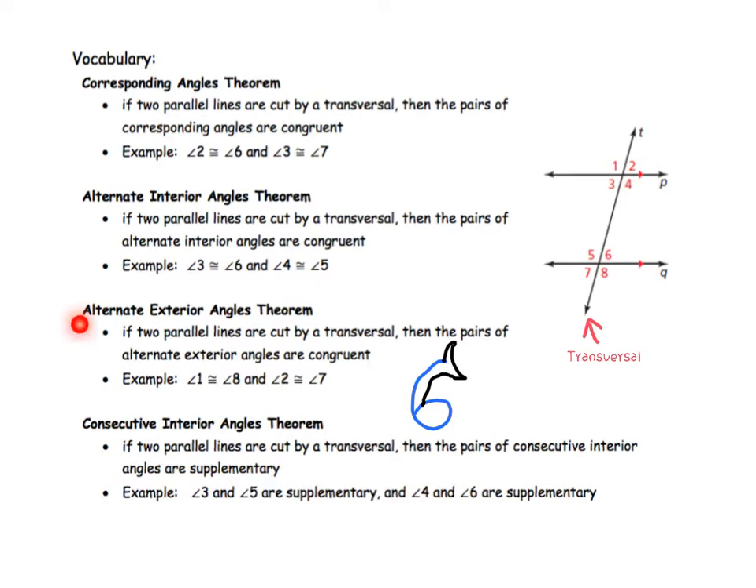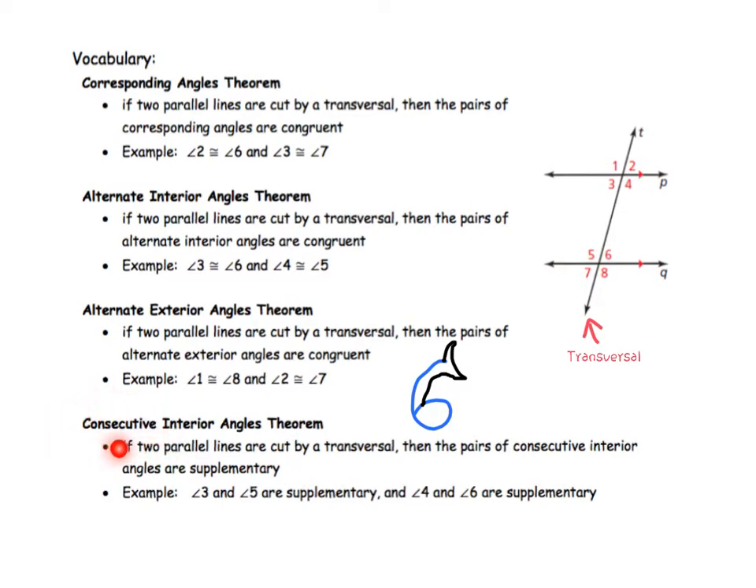Next, you have alternate exterior. Alternate still applies, meaning on different sides of the transversal, but this time we're going exterior, which means we're going on the outside of the parallel lines. So angle 1 would be congruent to angle 8, and angle 2 would be congruent to angle 7.